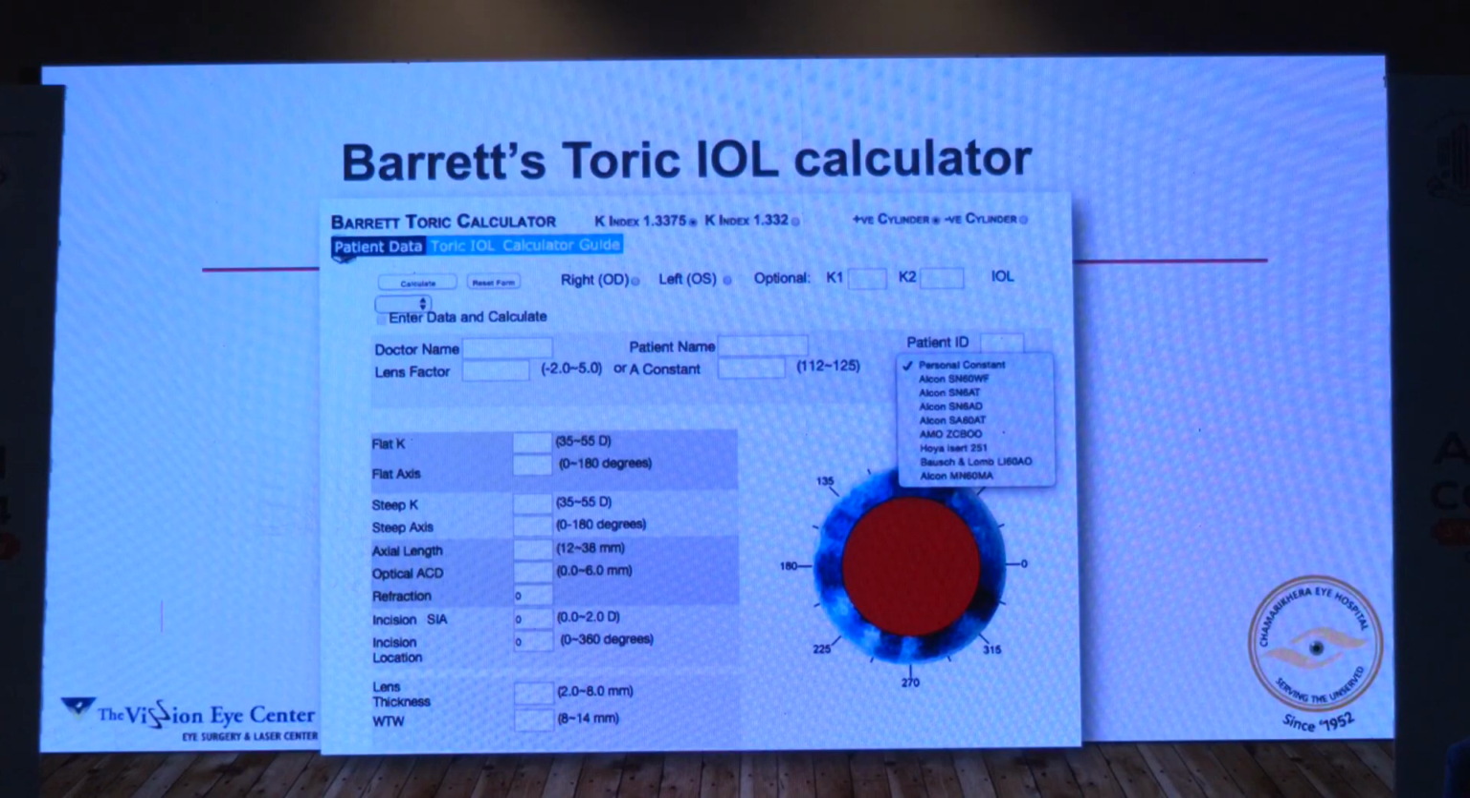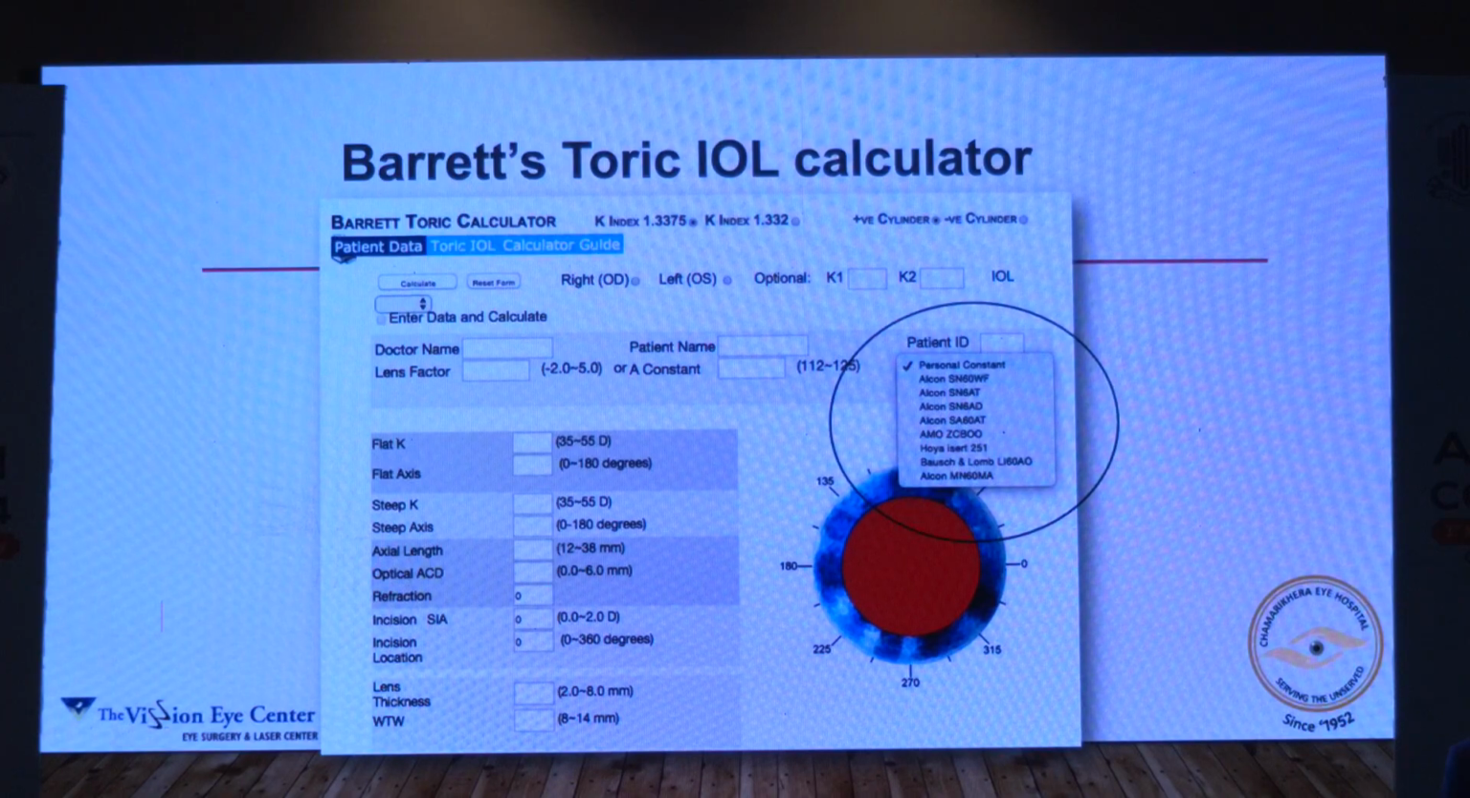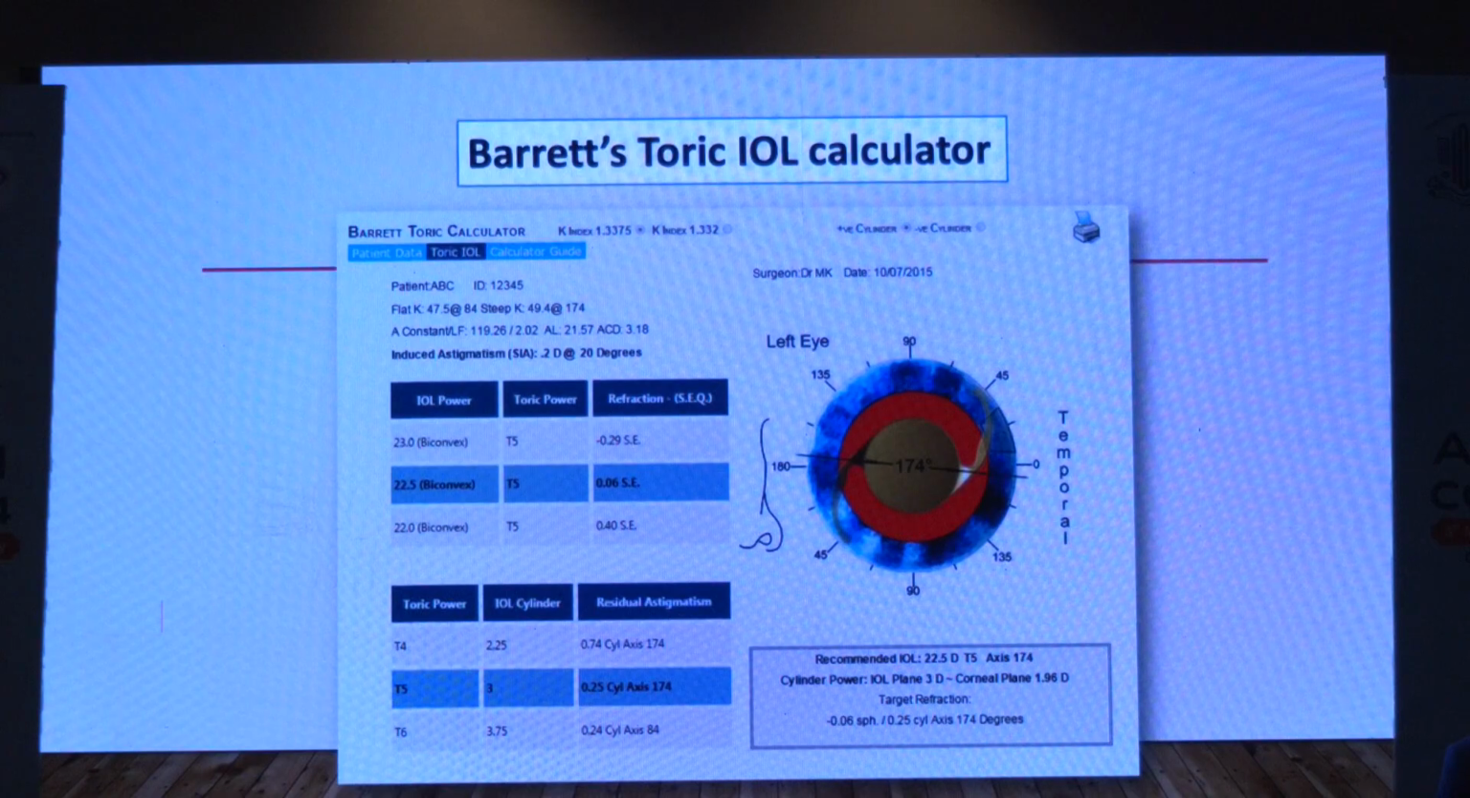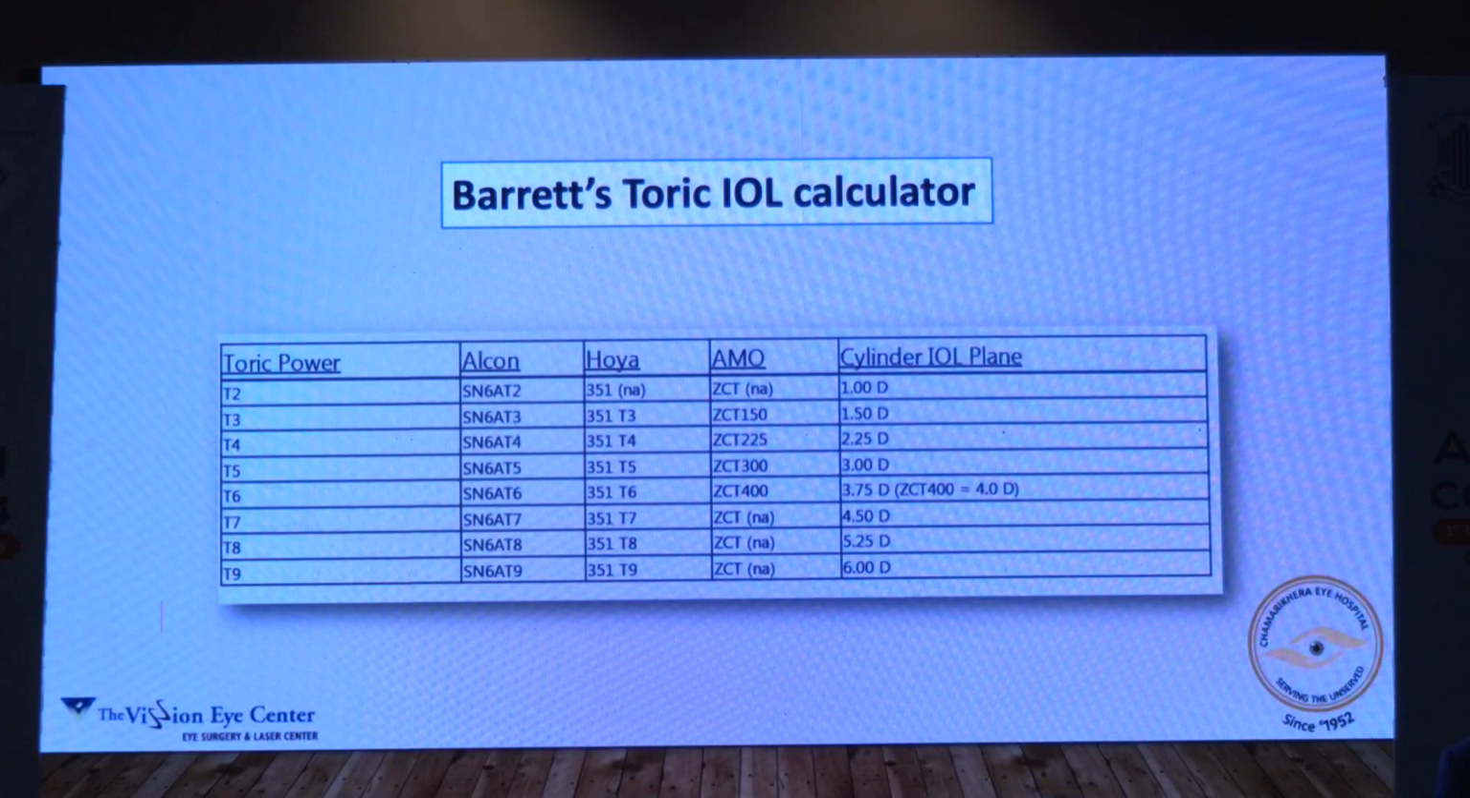So this is the universal Barrett calculator that you can use for any lens, any brand that you're putting, because the algorithm of the Barrett-style calculator has the most amount of data. So you have the patient ID, you can choose any of these lenses, and this is how the printout of what you're going to be implanting in the eye is going to come out. In this particular case, you can see it's the left eye, and the calculator is telling you to implant it at 174 degrees.